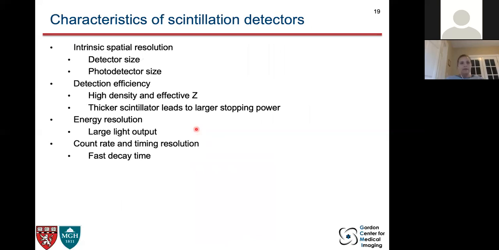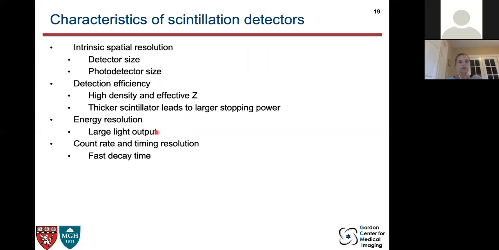So if we move to scintillators, there are some important characteristics that we need to think about when we choose a scintillator for an application. So we want to look at the intrinsic spatial resolution, like we talked about before. And here it's important with the detector size and the photodetector size. And also detection efficiency is determined here by density and effective Z. So if we have a thicker material, we would have larger stopping power and higher detection efficiency.